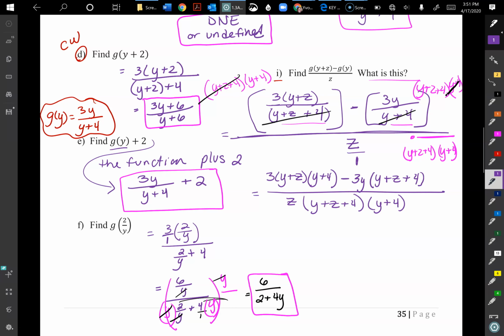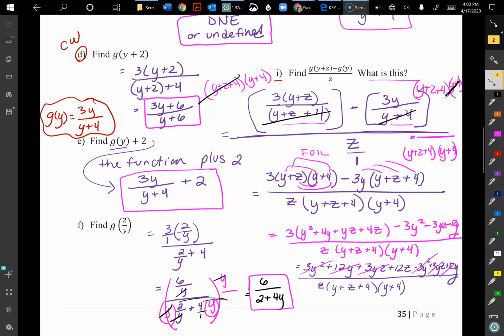Then I can actually start streamlining. I want to multiply and expand that. And okay, so now we've expanded some things out. We took these two binomials, foiled them, and we get y squared plus 4y plus yz plus 4z. And then distribute this negative here, negative 3y, and get minus 3y minus 3yz minus 12y.